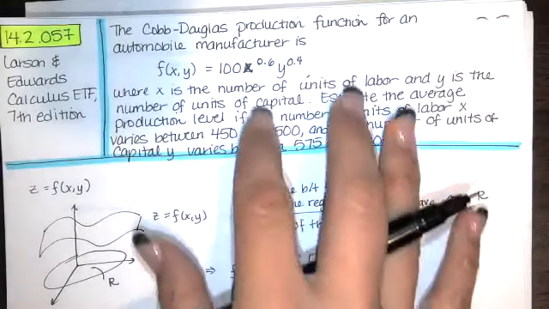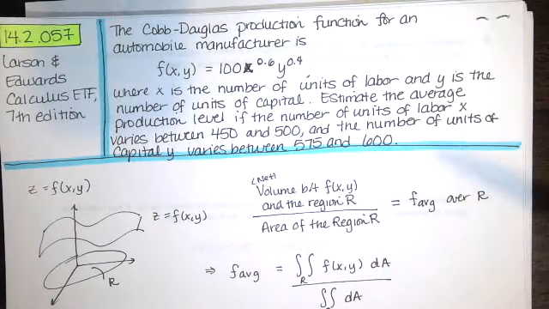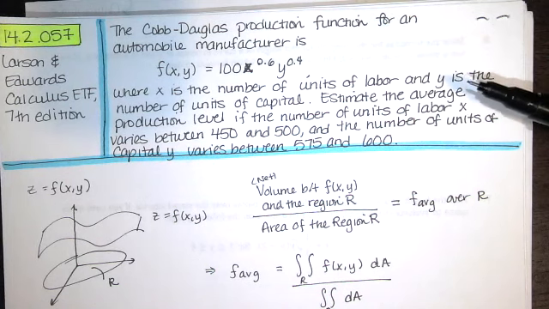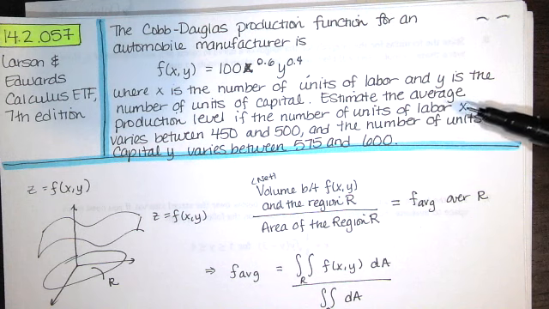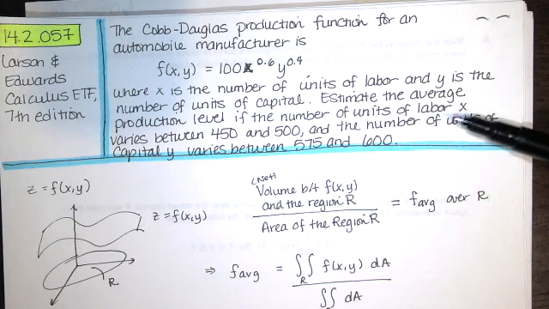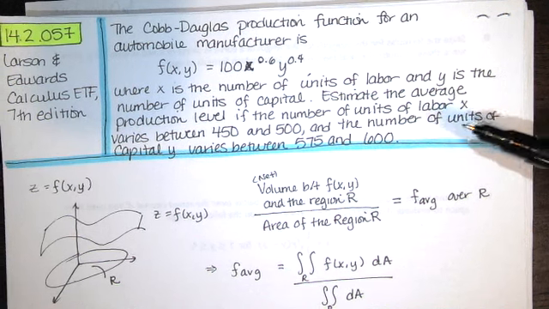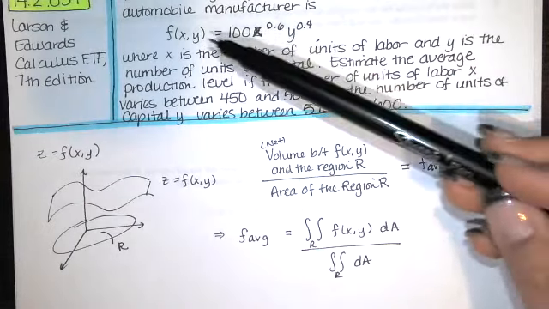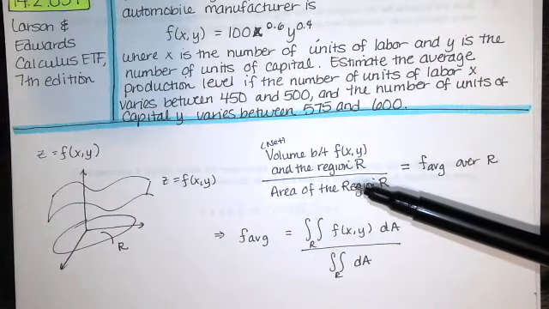Now this is in a particular application problem, but even if we don't know anything about this Cobb-Douglas production function, or what they mean by a number of units of labor and a number of units of capital, I don't know what exactly that unit of labor would be, or what they mean by a particular unit of capital. It's not clear from the problem statement. We still have enough information to find the average production level for this function. We're just going to use this formula.